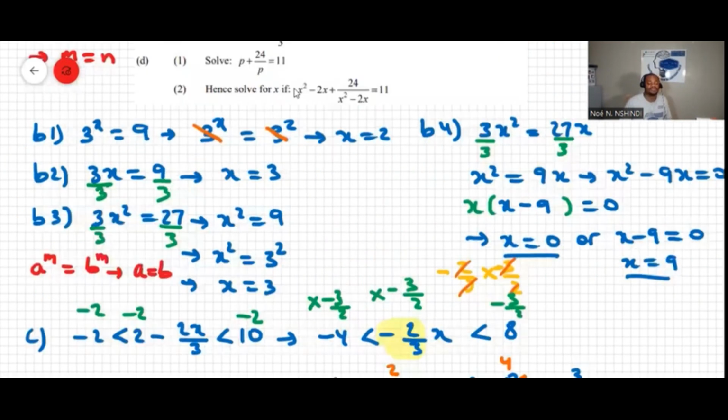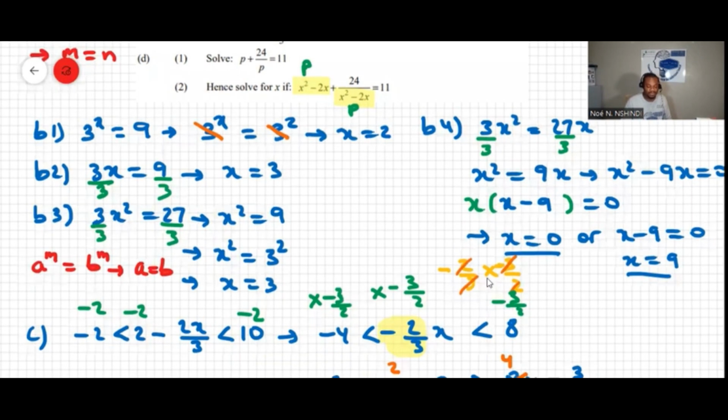Now D2 says hence solve for x if this expression equals 11. Okay, there is a way of solving this. Because I have x squared minus 2x here, the numerator, x squared minus 2x at the denominator, I can just call this P. You understand? It is exactly as what we did here. P plus 24 over P equals 11. Now, in this case, our P is x squared minus 2x.